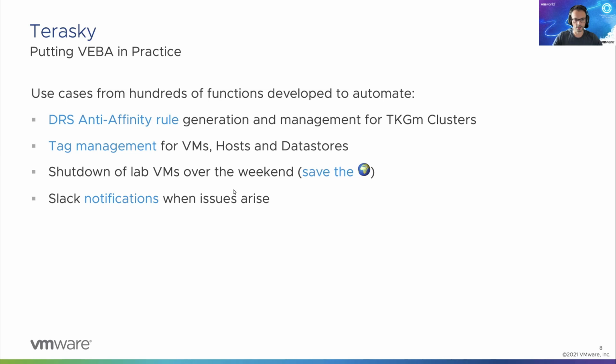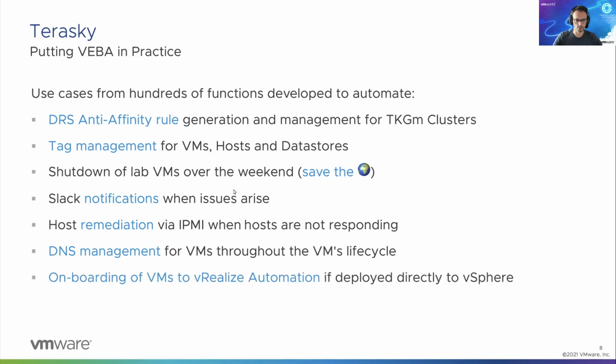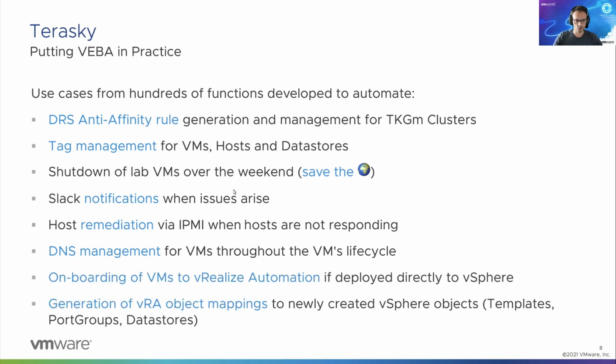Next one, the canonical one, is Slack notifications when issues arise. William already spent a lot of time describing a notification use case here, but this is literally the canonical example to send notifications on issues. Host remediation is another one. So for example, Scott has seen hosts not really responding. And so he's triggering the IPMI interface to reboot the host if it's in a state where it's not responding based on the event there as well. DNS management and onboarding VMs to vRealize Automation and generation of vRA object mappings are other examples that he provided with us. And they're all based on vSphere events.